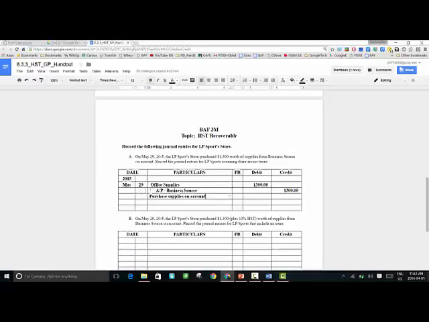Good. Once again, pretty straightforward. We have an increase in our supplies and assets, so that's a debit. We have an increase in our liability, so that's our credit, and we are balanced, and we have our explanation, so we're good to go.